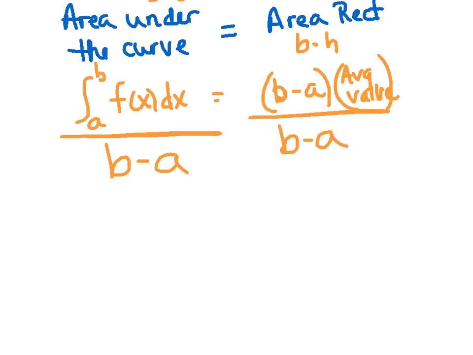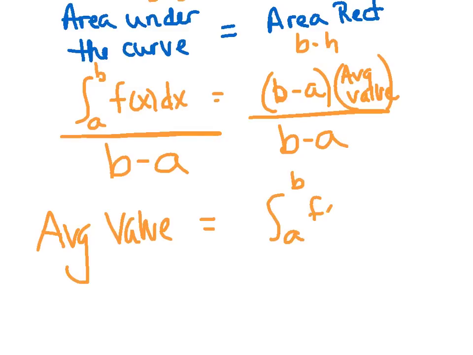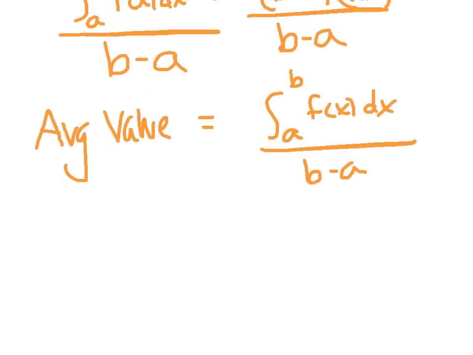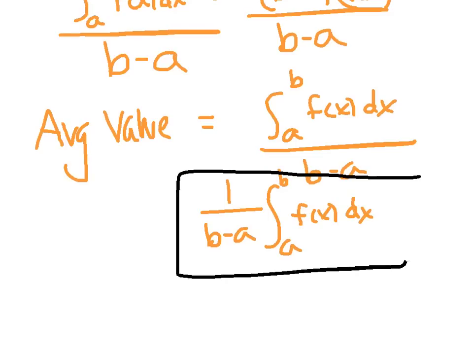The average value formula, so average value, is equal to the integral from a to b of f of x dx divided by b minus a. Now, most books are going to rewrite that as 1 over, they'll pull out as a coefficient, 1 over b minus a, integral of a to b of f of x dx. Alright, so let's box that in. This is your formula for average value.